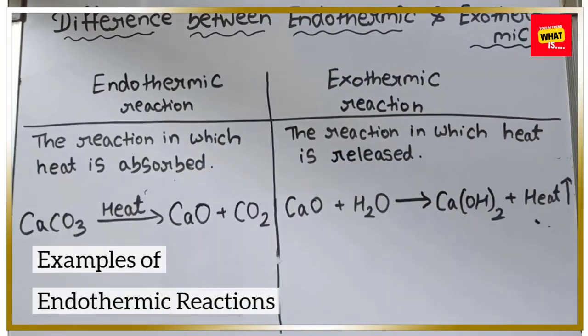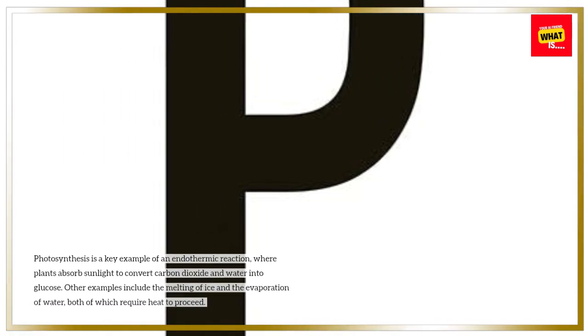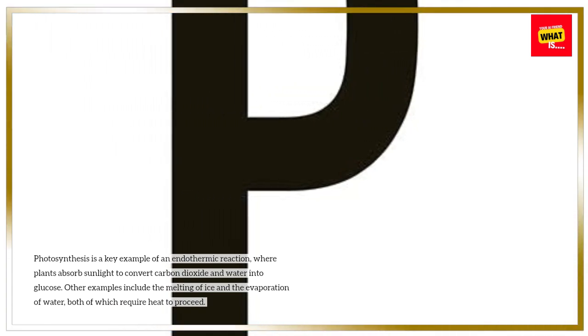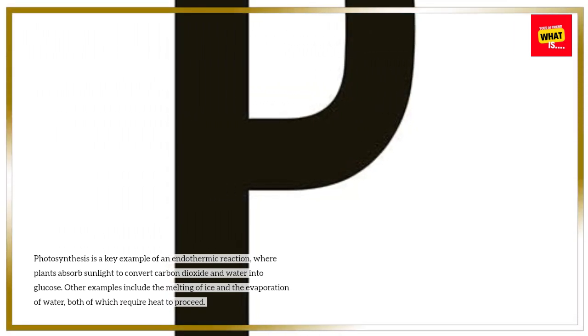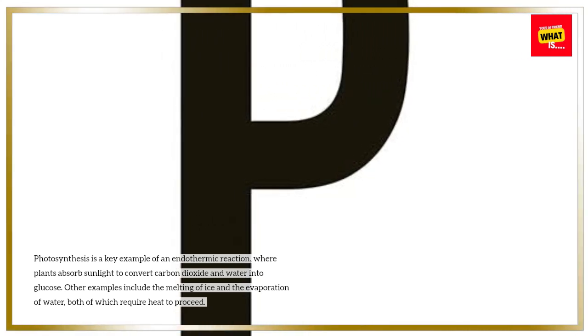Examples of endothermic reactions. Photosynthesis is a key example of an endothermic reaction, where plants absorb sunlight to convert carbon dioxide and water into glucose. Other examples include the melting of ice and the evaporation of water, both of which require heat to proceed.